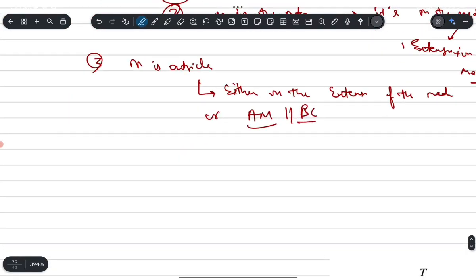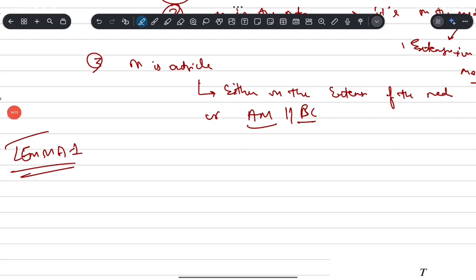Now, what do we conclude from here? Let me call this lemma 1. Just stick with all this, whatever is going on, just stick with it. If you're able to understand, that's great. Stick with it. Lemma 1, let me call this.